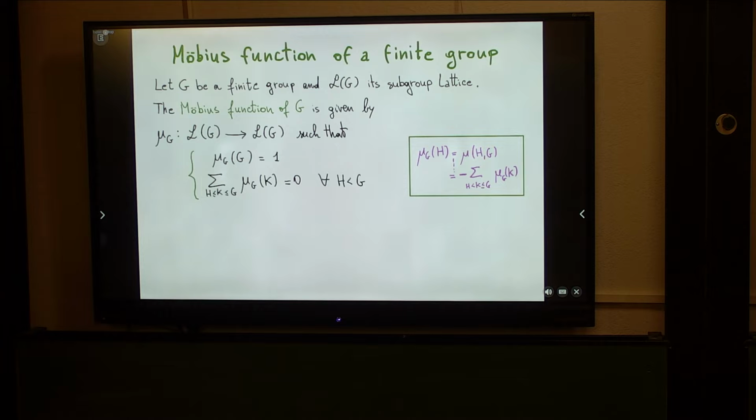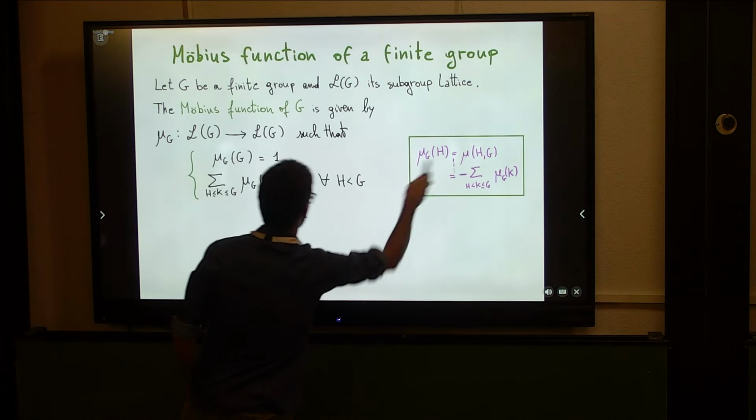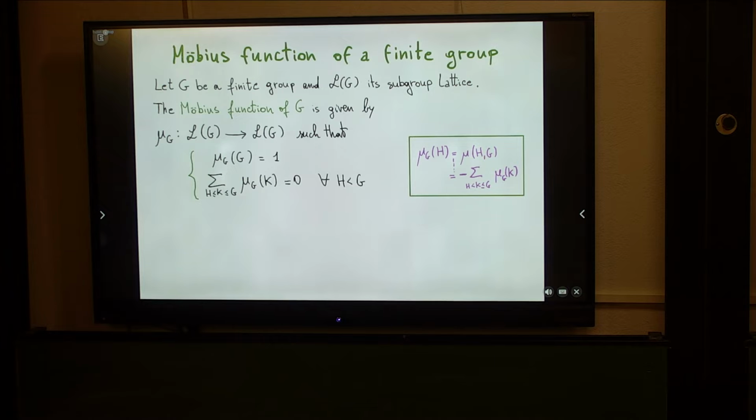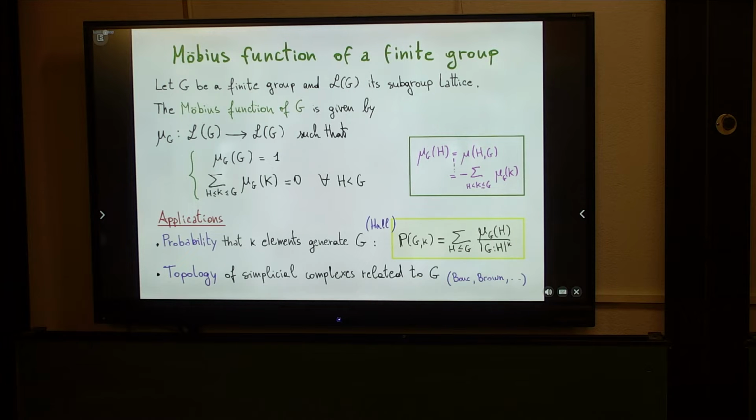But apart from this, the definition is the same. So I define the Möbius function of G in G to be 1, and then the Möbius function of G in H, for a proper subgroup H of G, is defined recursively by the values of the overgroups of H in G. It has been studied because it has many interesting applications in probabilistic group theory.